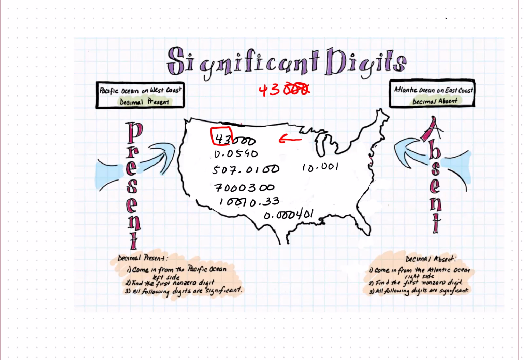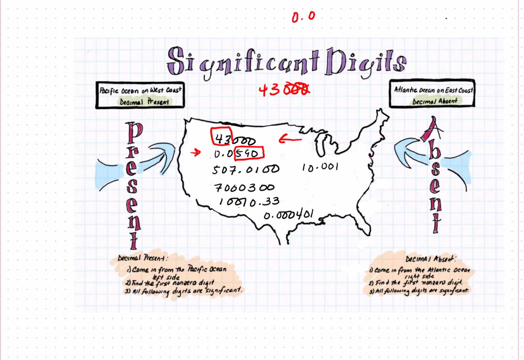In the next number, 0.0590, a decimal is present. The decimal is written in. So we come in from the Pacific Ocean. So we go from left to right. We go to the first non-zero digit, which is a 5, and we count everything after. And so there's 3. And that's correct.